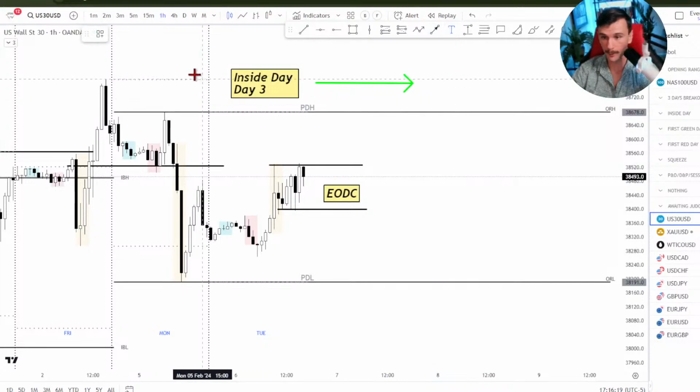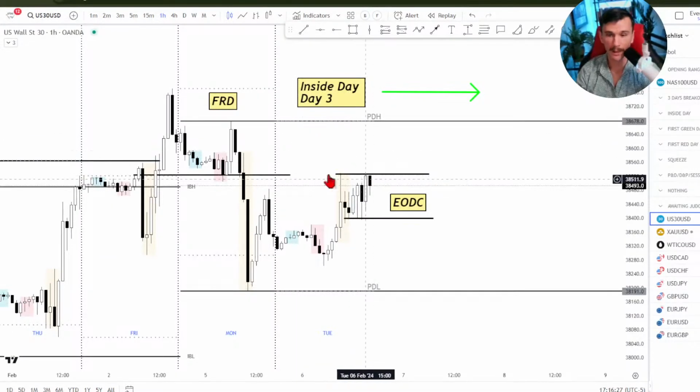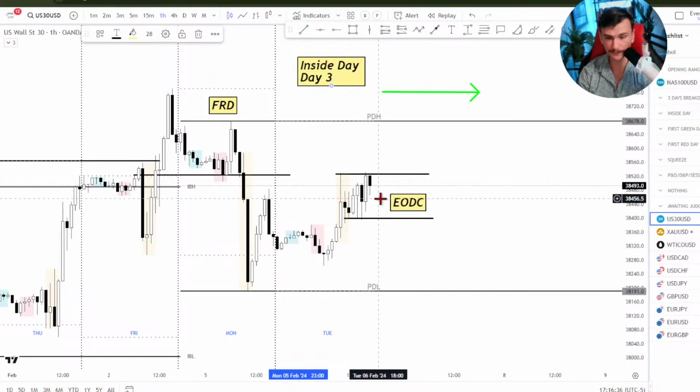And I'm going to throw up this annotation up here, first red day. I'm putting this first red day up here on Monday because it did not eventuate. It has not played out yet. So this first red day might not actually go down. This could go vertical back through the high, but I want to be aware that this first red day has not played out, and then we have a bit of a pause day, inside day.